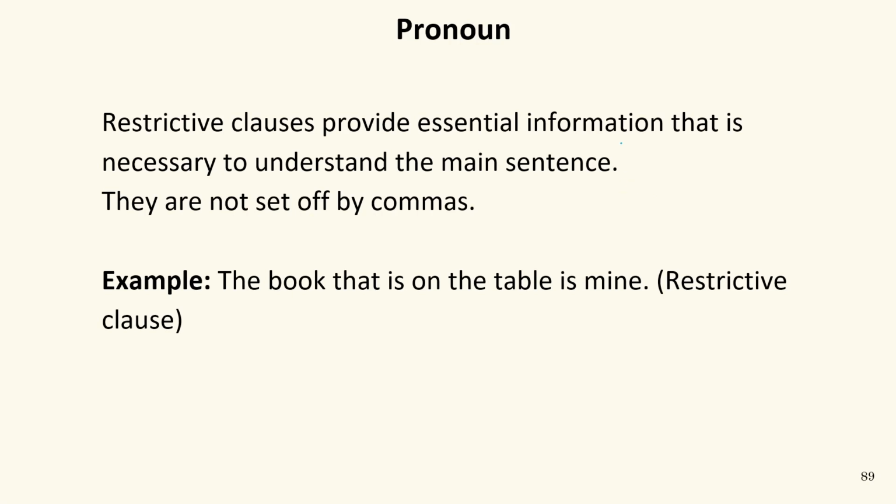This is called non-restrictive clause. Now, restrictive clauses provide essential information that is necessary to understand. It means in this case, we cannot omit the additional information. For example, the book that is on the table is mine. It means this is very important to mention that I'm talking about only that book which is lying on the table. I'm not talking about any book. I'm talking about only that book which is lying on the table. In that case, we use that.